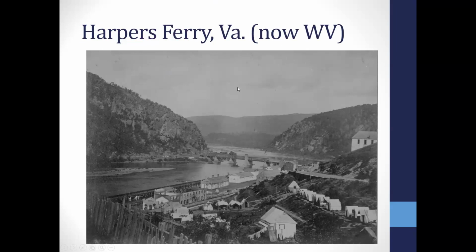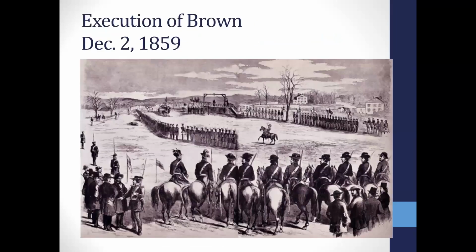Now, it doesn't happen for sort of unknown reasons. Brown delays after entering the armory, and he never makes it out. And he is arrested, actually, by Robert E. Lee, and he's going to be put in jail in Virginia for several months.